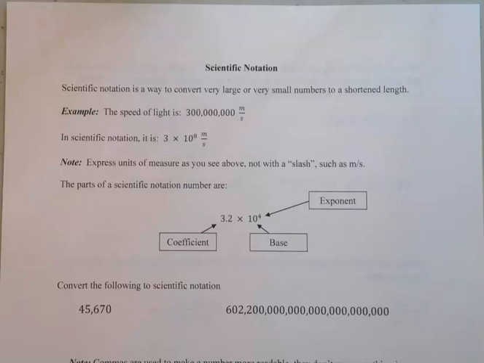Scientific notation is a way to convert very large or very small numbers to a shortened length. So for example, the speed of light is 300 million meters per second. In scientific notation, it's 3 times 10 to the 8th meters per second. Those two numbers are equivalent.